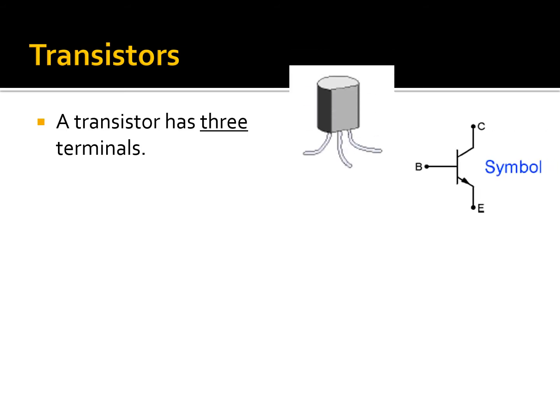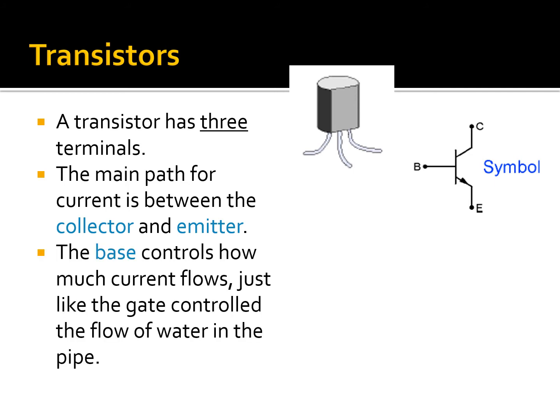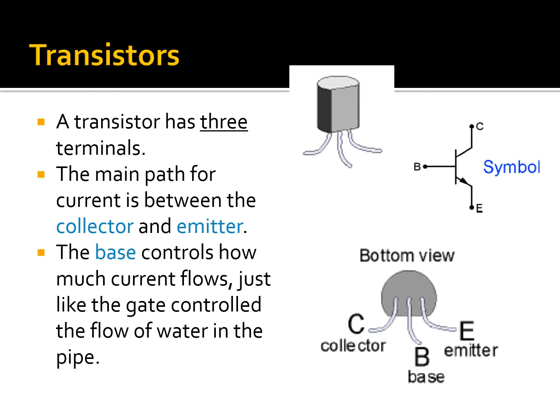A transistor has 3 terminals, and you can see the symbol. I have a B terminal, a C terminal, and an E terminal, which stand for the base, the collector, and the emitter. The main path for the current is between the collector and the emitter. The base controls how much current flows, just like the gate controlled the flow of water in the pipe. Here is my bottom view of a discrete transistor.